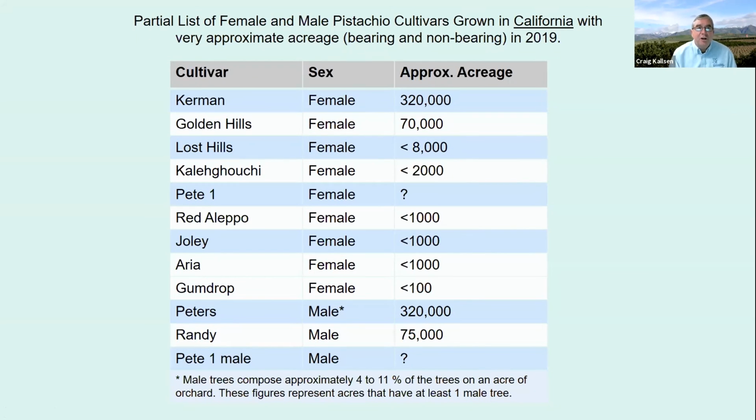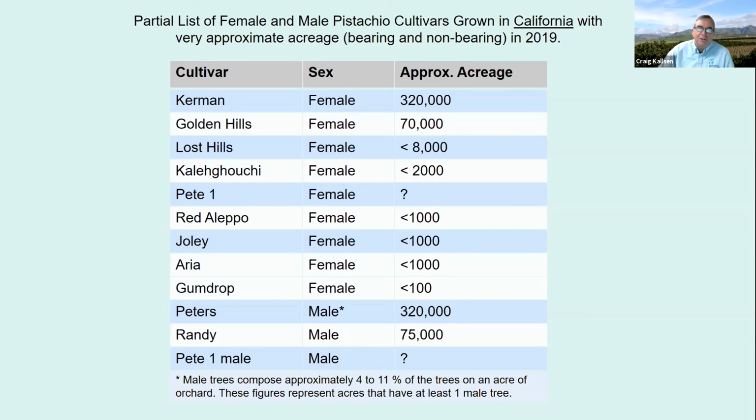I think I'll start off with a partial list of female and male cultivars that are grown in California. As you can see from this table, Kerman by far has the most acreage. It's been around the longest. Golden Hills is second. The acreages of the others are just real rough estimates on my part. I don't think there are as many acres as I've been showing. When I say less than 1,000 on some of these, it's probably less than 100.